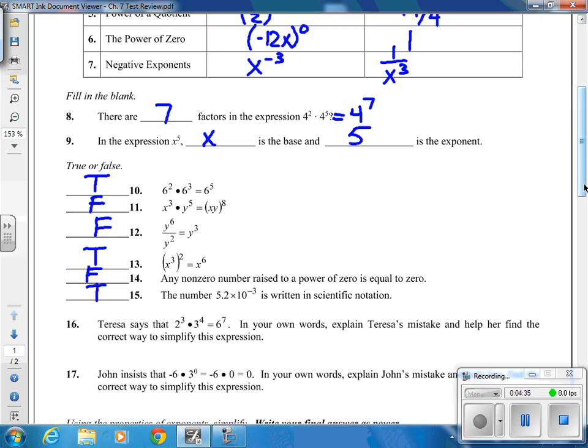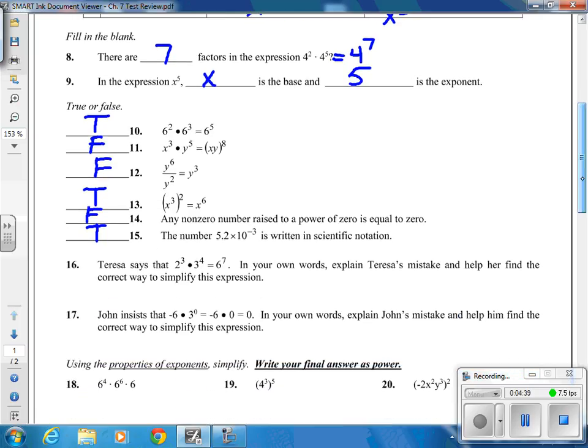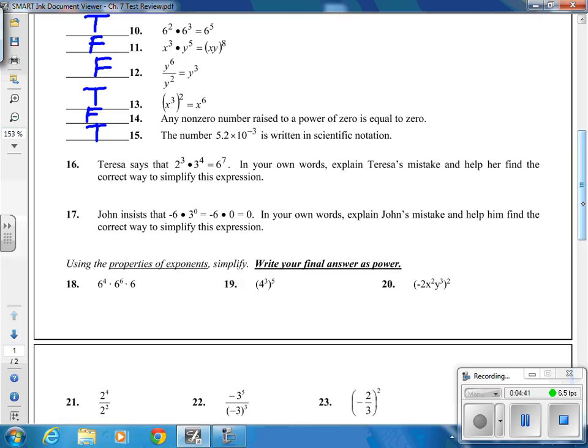So you do have to be able to recognize true and false statements based on stuff that other people have done. Right, so looking at number 16, Teresa says that 2 to the 3rd times 3 to the 4th is 6 to the 7th. And then you have to explain the mistake and help her find the correct way to do this. Right? Well, there is no correct answer that I need you to worry about finding. At this point, you need to tell me that she can't do this.